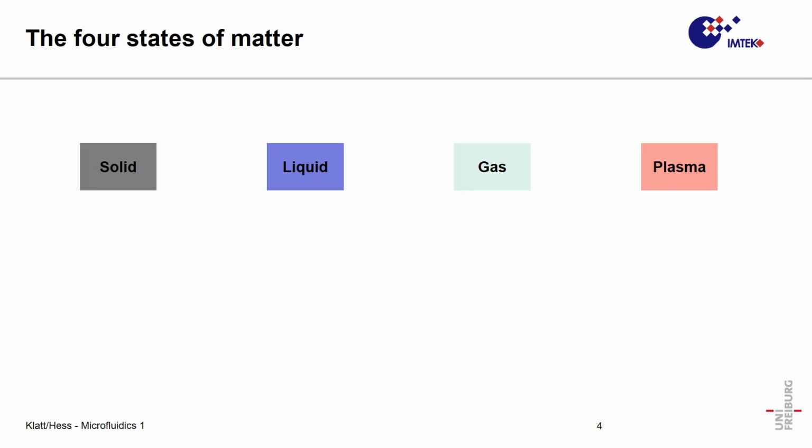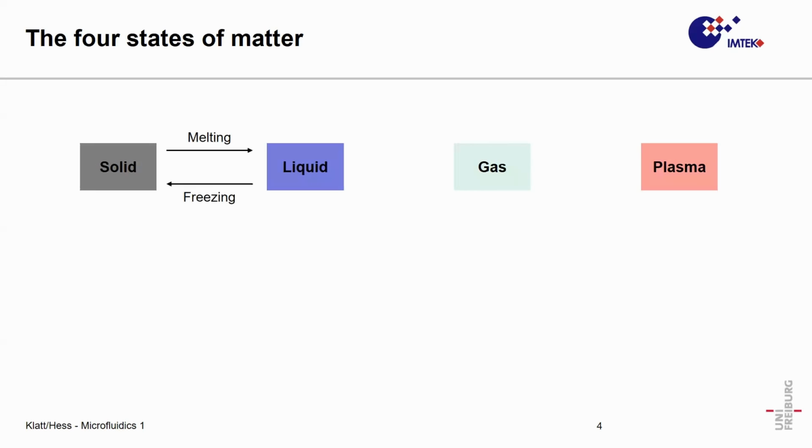Okay, so let's start with the 4 states of matter. Most of you should know that there exist 4 states of matter, namely solid, liquid, gas, and plasma. So each substance can be in those 4 different states of matter. And what we're going to look at now are the phase transitions between those states.